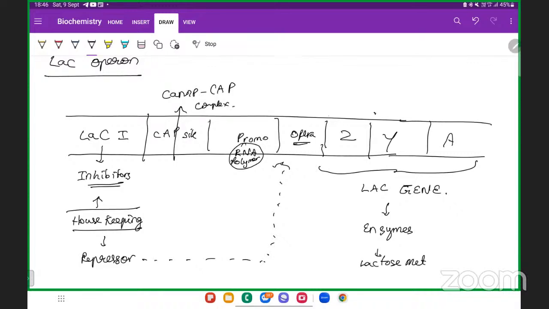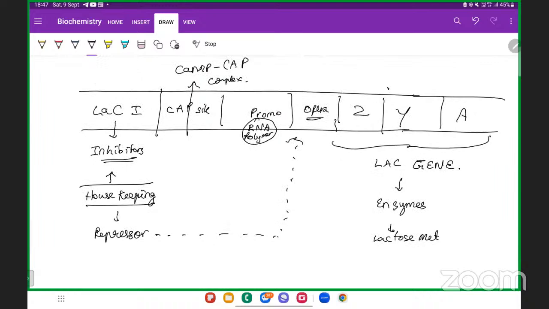Is that clear? If you have any doubt till now, you can ask me. Next, we are going to see how this mechanism of action works. I'll tell you how the mechanism of action is done. If there is reduced glucose, less glucose, while lactose is present in the environment.